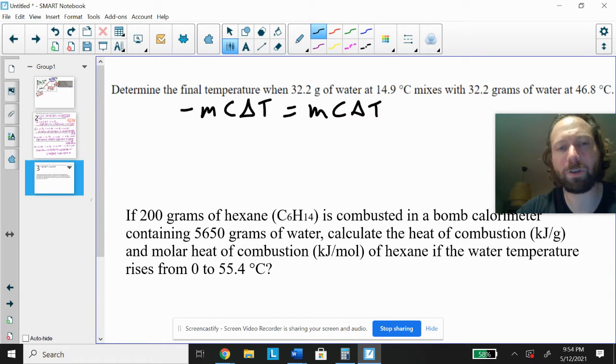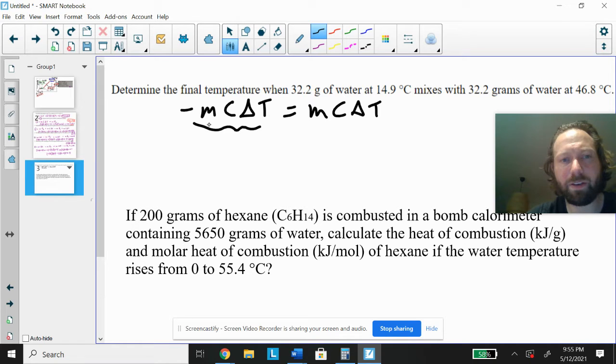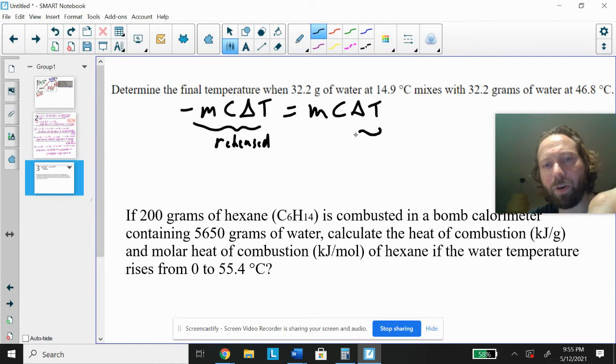We're not going to get into how that equation was created in this video. If you'd like to know a little bit more, just ask your teachers, ask me, or ask Mr. P. But this particular part right here is the variables for the released heat, and this is for the amount absorbed.